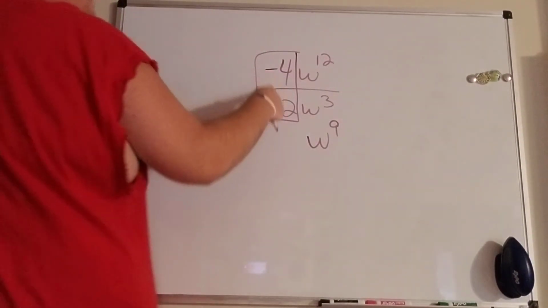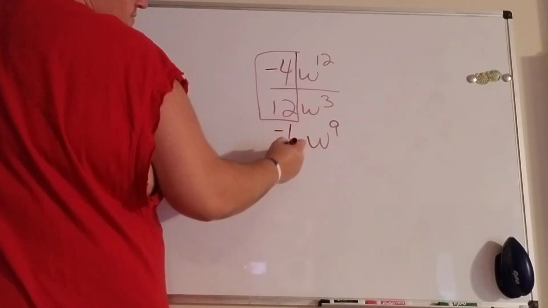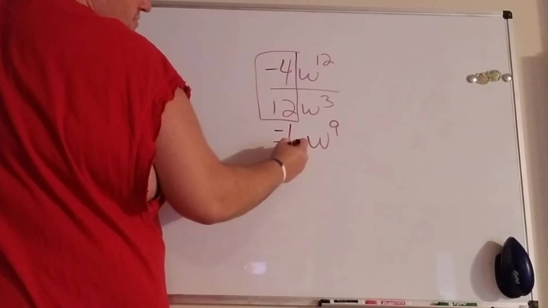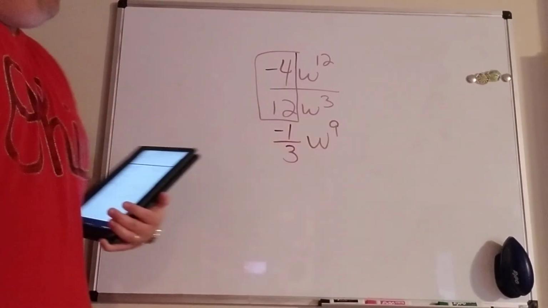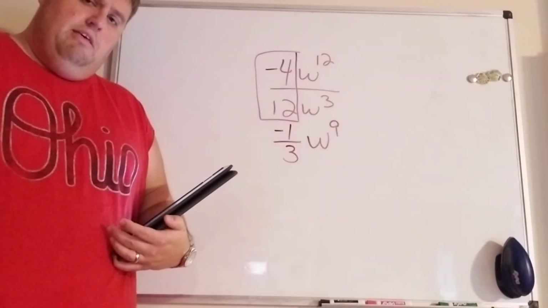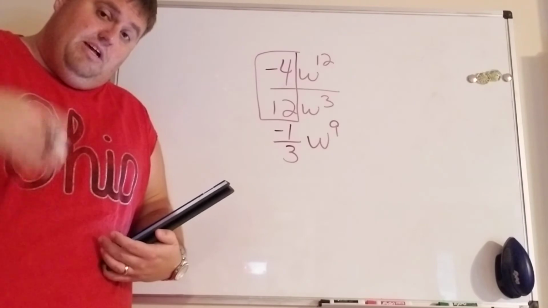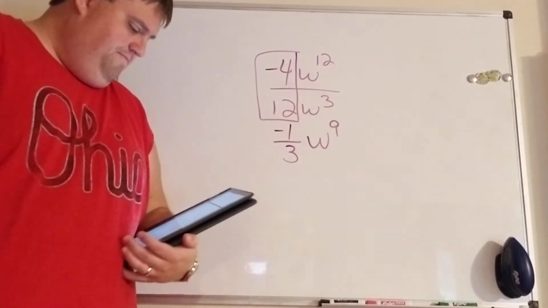So does 4 over 12 simplify? You bet. 4 goes into both. 4 goes into 4 one time. 4 goes into 12 3 times. So that would probably be a better answer. Negative 1/3 w to the 9th. And again, I don't have to worry about moving the negative 1/3 because it's negative, because its exponent is positive.